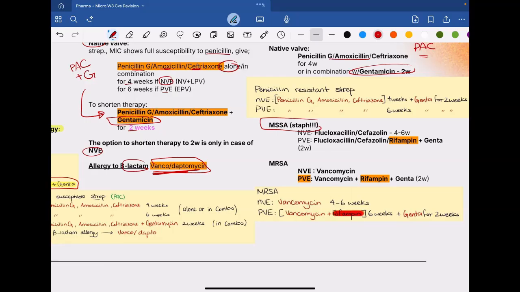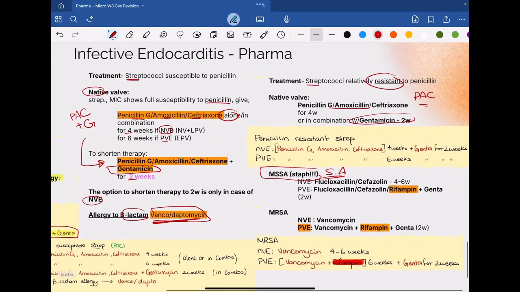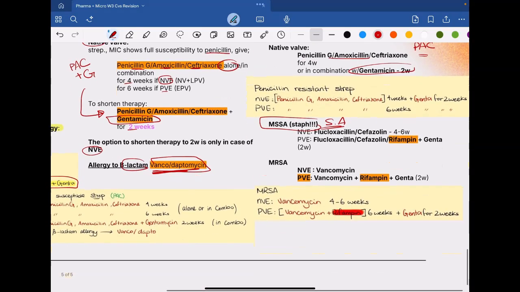And for MSSA, or for staph. This is methicillin susceptible Staph aureus. Think of Staph aureus. We're not talking about streptococci anymore. We're talking about staphylococci. For staphylococci, you're going to give the patient for native valve flucloxacillin or cefazolin for 4 to 6 weeks, or in case of prosthetic valve, you're going to give them the same flucloxacillin and cefazolin, including rifampin and gentamicin.